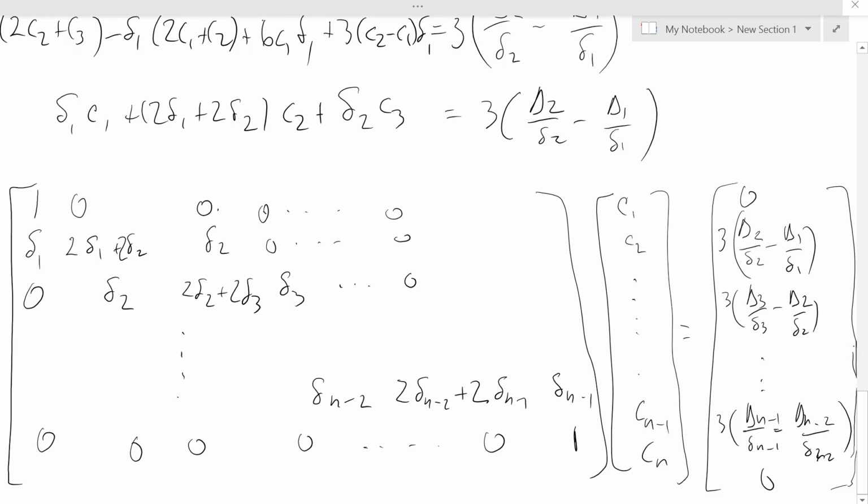All I'm doing on the right-hand side there is just rewriting these coefficients, these constants, increasing the index by 1 each time. This gives us a square system that we can solve exactly.